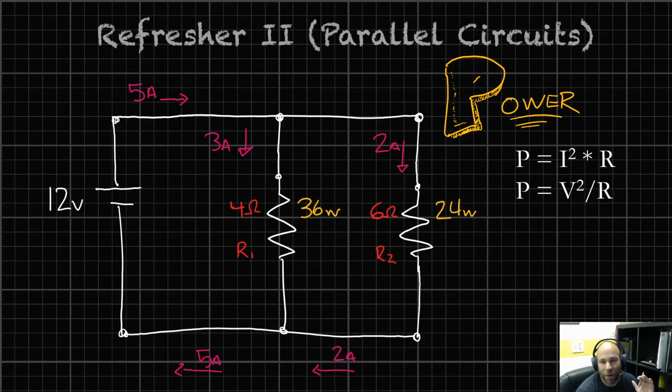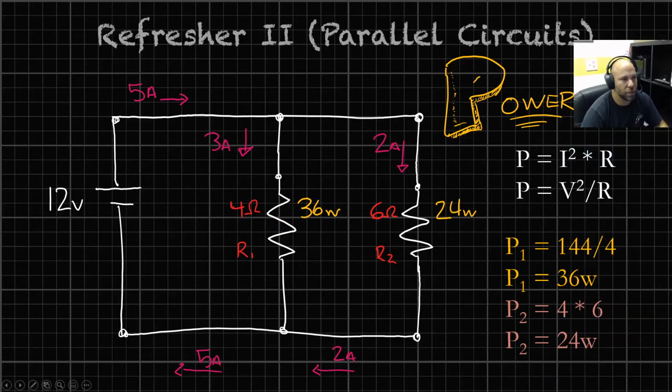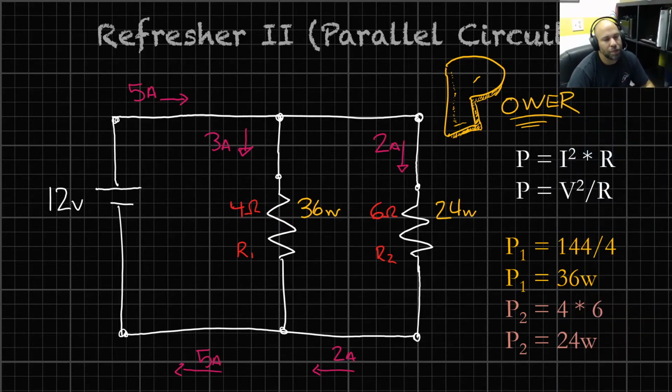We have 36 watts used up in resistor 1, 24 watts used up in resistor 2. And we can walk through this if you want to. So if we were to use, let's say, the second formula on the first portion of the parallel circuit, voltage squared, so 12 volts, 12 times 12 is 144, divided by 4 is equal to 36. That's 36 watts used up in this resistor.